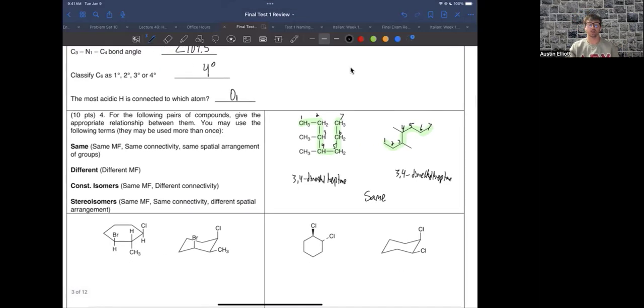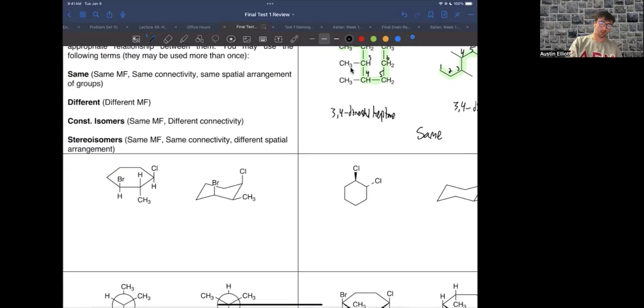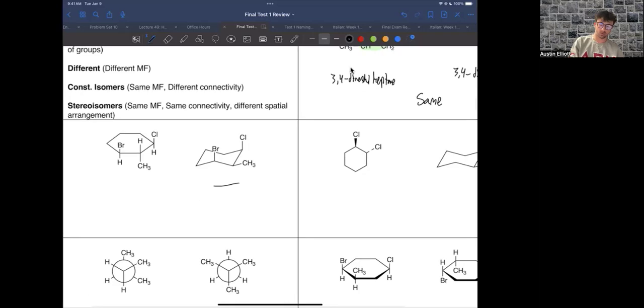That's something to check for when you're trying to decide between same and constitutional isomers. But always start with looking at that molecular formula first. Make sure you're not missing anything and that you don't accidentally miss an easy one because it's drawn differently. So moving on to the next one, we have this right here.